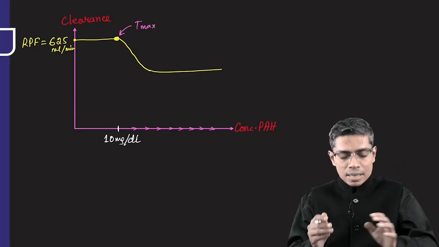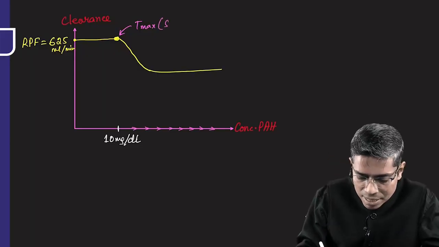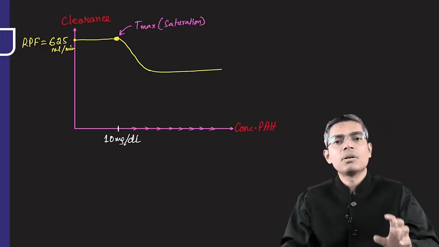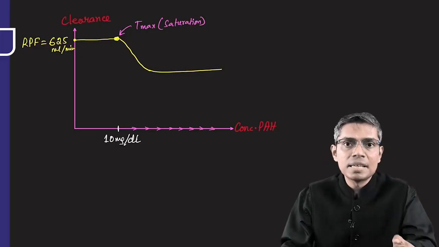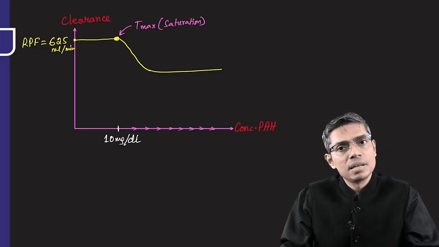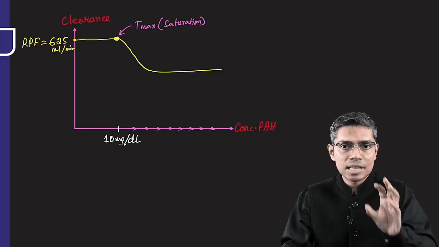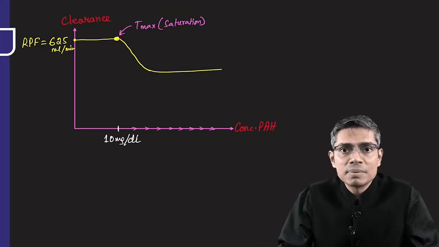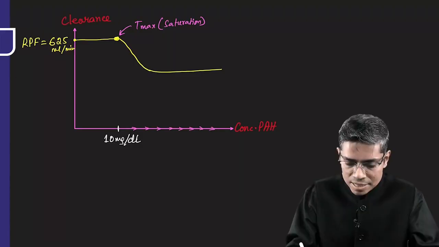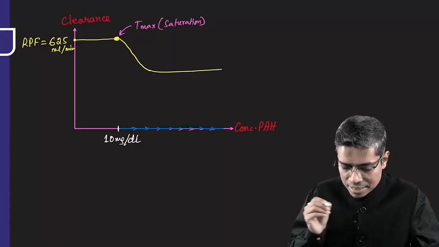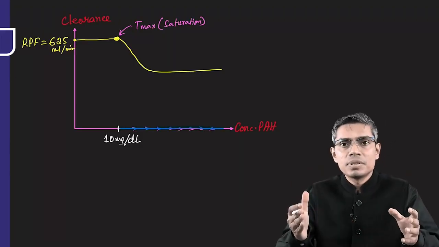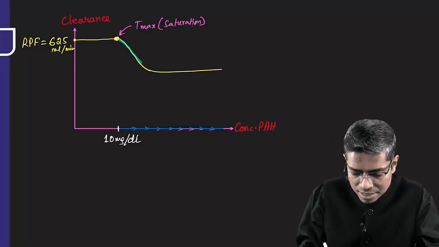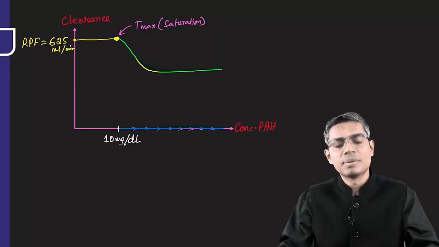What is the meaning of that? It means that at this condition, there will be saturation of all the carrier proteins, all the transporter proteins which are secreting PAH at the level of the PCT lumen. Whenever there is saturation of all the transporters, no further increment of secretion is possible, but your plasma concentration is rising. So what is going to happen to the clearance? The clearance is going to be reduced and then it will become flat.